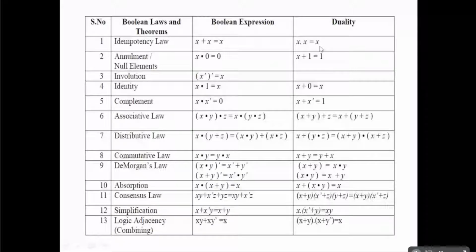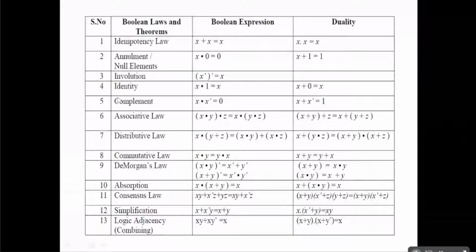The second one is annulment, the null element. x dot 0 gives 0, and x plus 1 gives 1. We can replace x plus 1 by 1 in Boolean expression simplification. Next one is involution. If the function is x bar whole bar, we can write it as x alone.